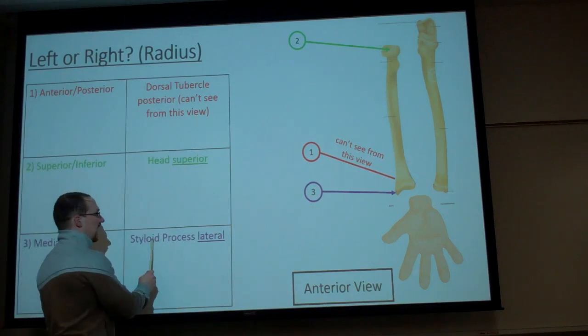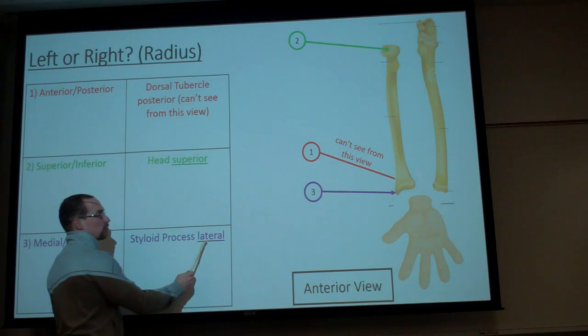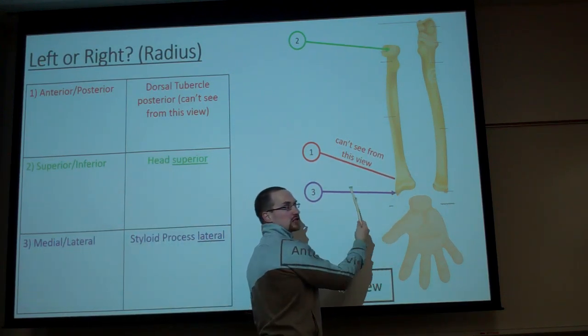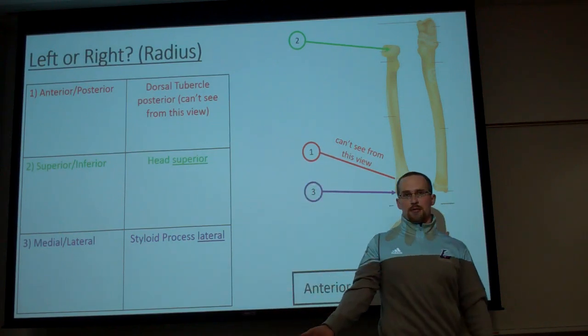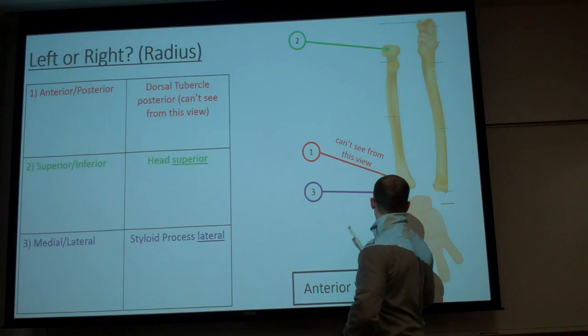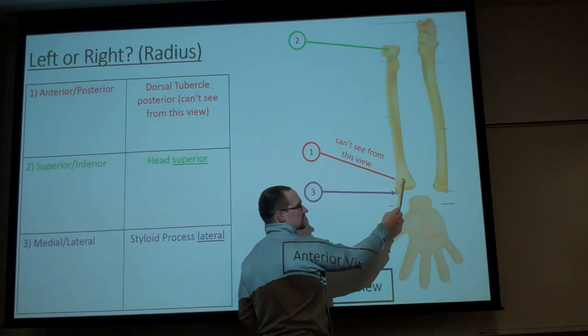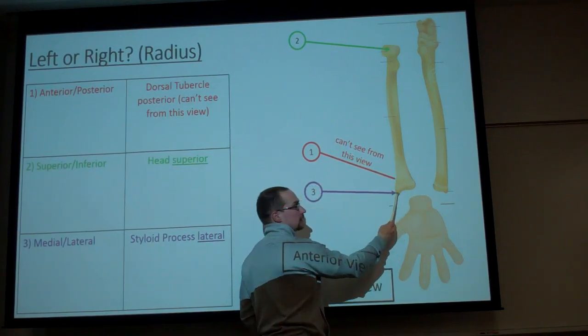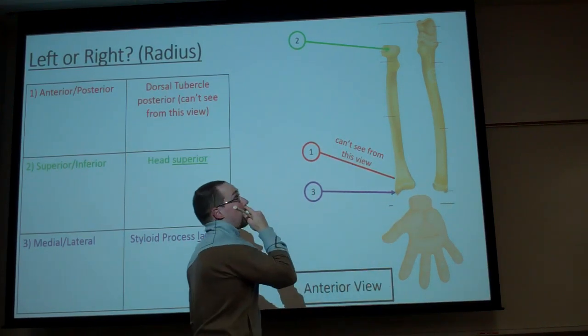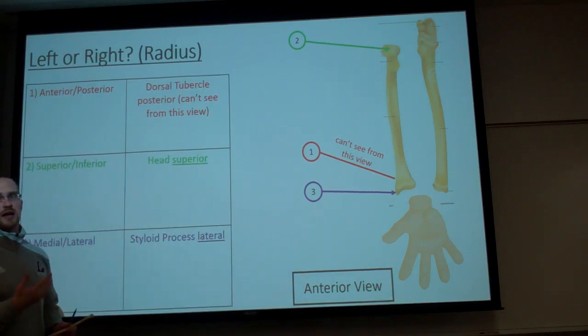And finally, our styloid process is lateral. And I know it's lateral because if I'm standing in the anatomical position, my thumb points out. So notice, my radius is always on my thumb side. My thumb is lateral in the anatomical position, so my styloid process, my radius, is also lateral.